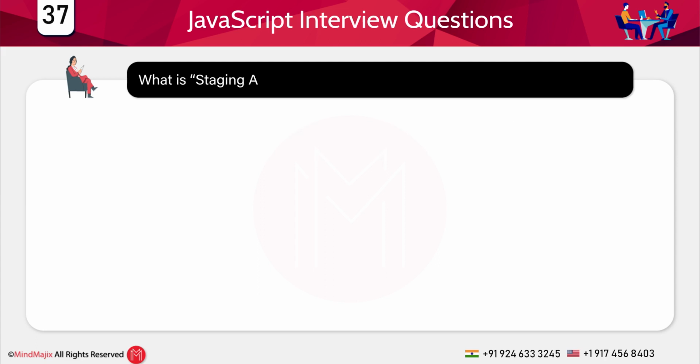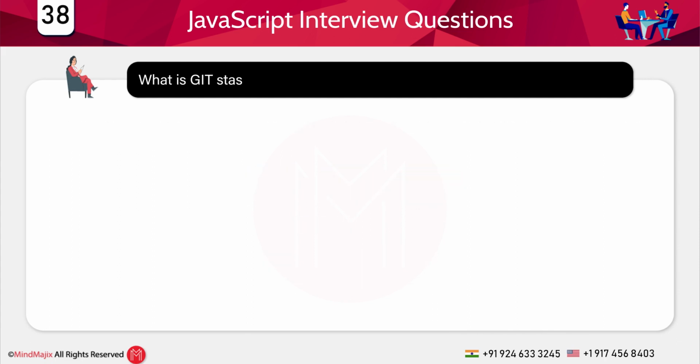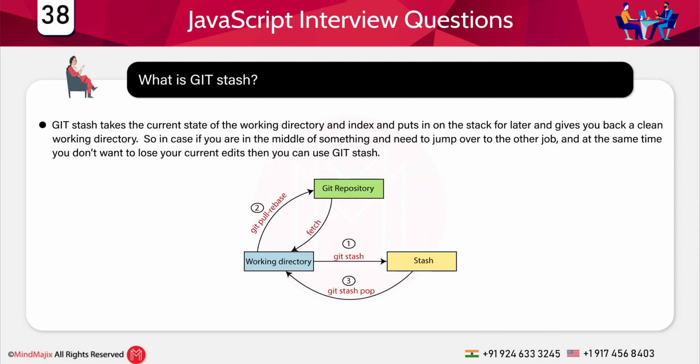What is the staging area or the index in Git? Before completing the commit, it can be formatted and reviewed in the intermediate area that is called the staging area. What is Git stash? A Git stash takes the current state of the working directory and index, and puts it on a stack for later and gives you back a clean working directory.